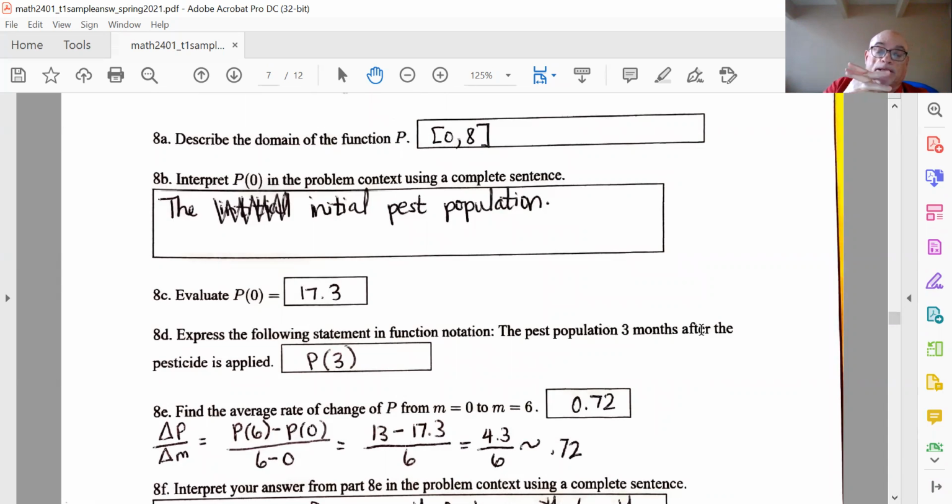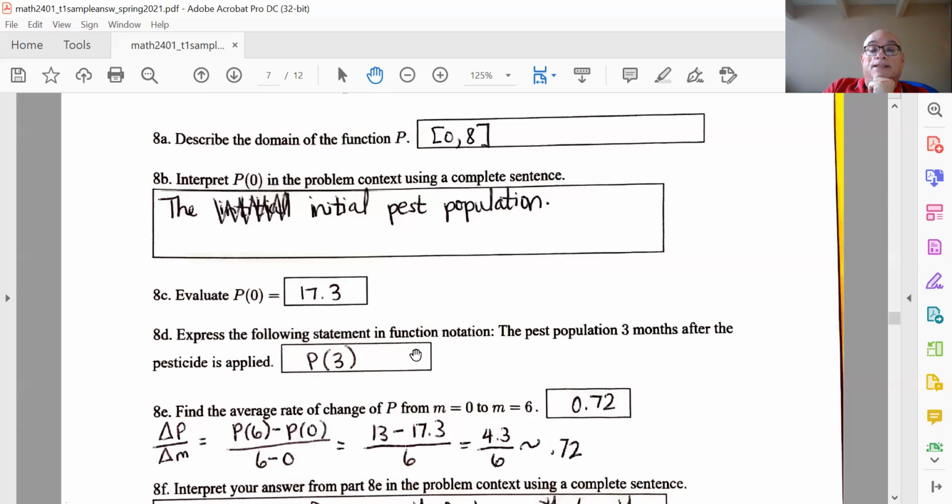Notice they don't tell us what that pest population is, but they want us to express this quantity, whatever it is, in function notation, right? So that would be P of 3. That's what P of 3 means. It's just a mathematical way of saying this sentence: P of 3, the pest population after 3 months, just like P of 0 was the pest population after 0 months, at the beginning of the experiment.